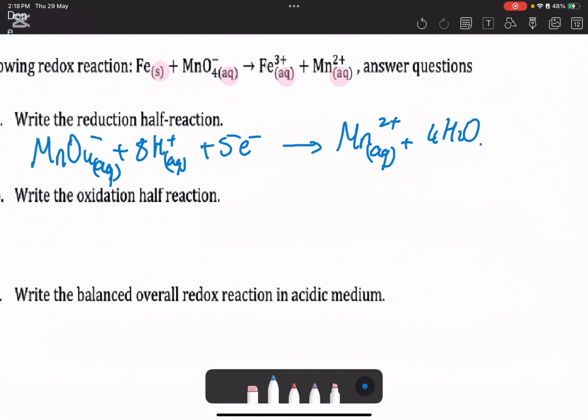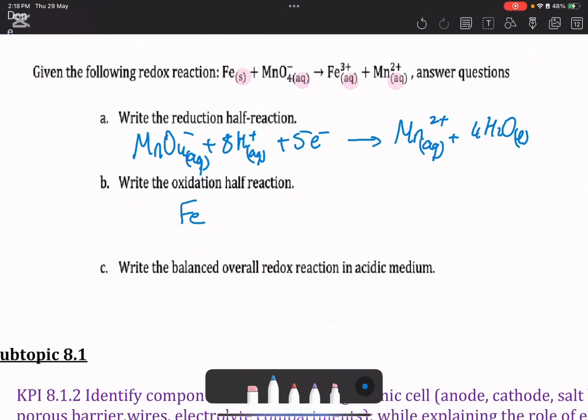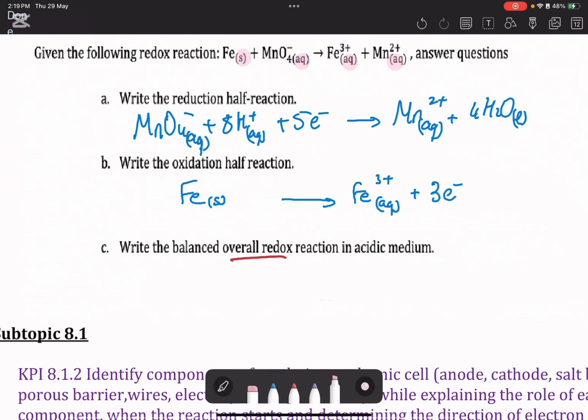Water is always liquid. Now the other oxidation is Fe, increasing oxidation state to 3 plus. Now this is solid, this is aqueous. That's a 0, that's a plus 3. And this is the side with higher charge, so I'm gonna add 3 electrons. Now the overall equation is gonna be, this one is 5, so I'm gonna multiply this half equation by 5. And this one is 3 electrons lost, so I'm gonna multiply this by 3.